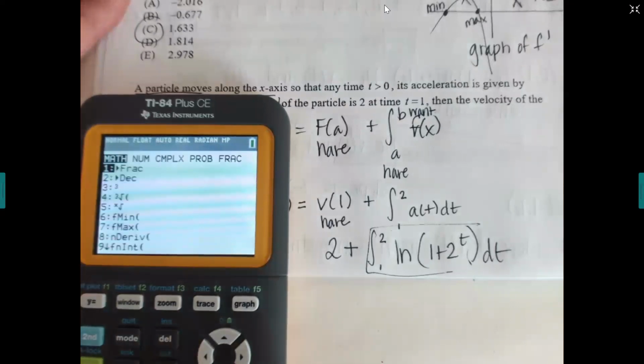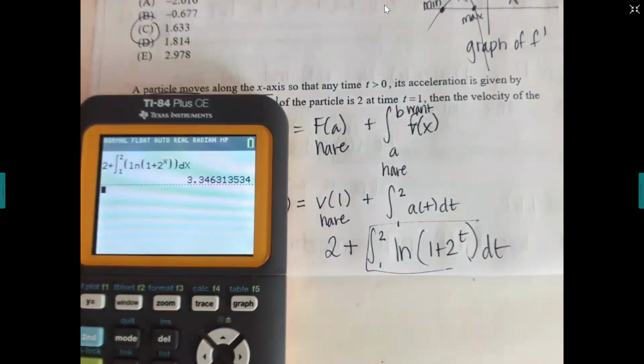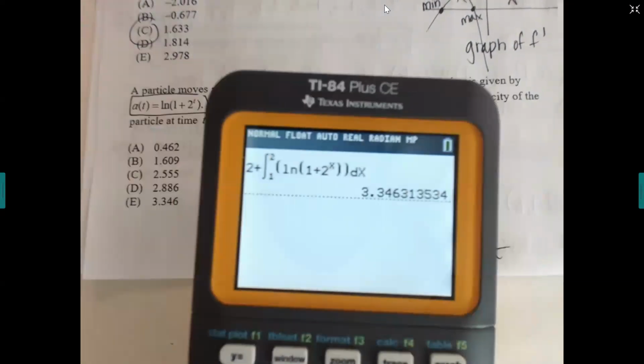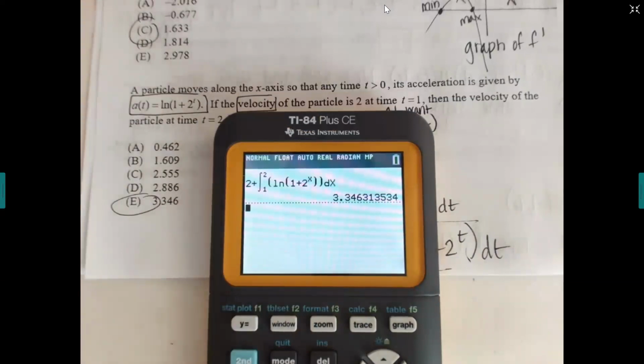2 plus math 9, 1 to 2, function is the natural log of 1 plus 2 up to the x. Comes out to 3.346, which is letter... Make sense? All right. Good job.